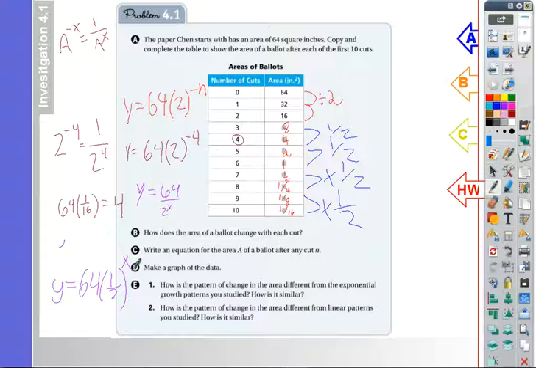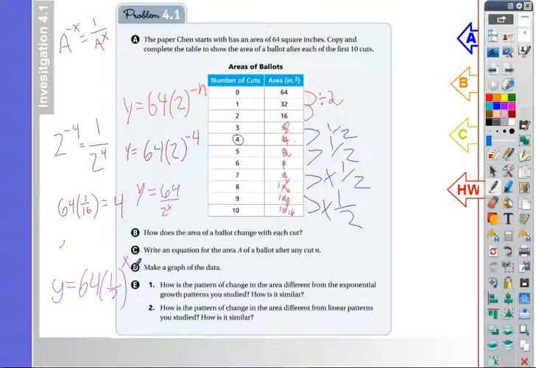Thank you. So what is the decay factor in this case? Caroline? It is not 2. Remember, the decay factor is what you multiply by every time. Would you like to revise your answer? Yes. It is 1/2. The decay factor in this case is 1/2.